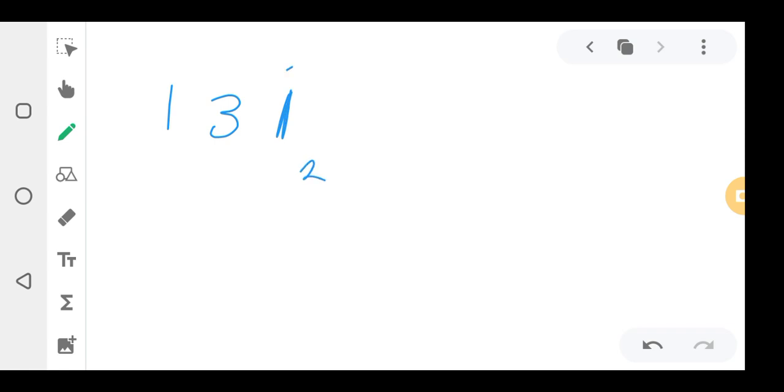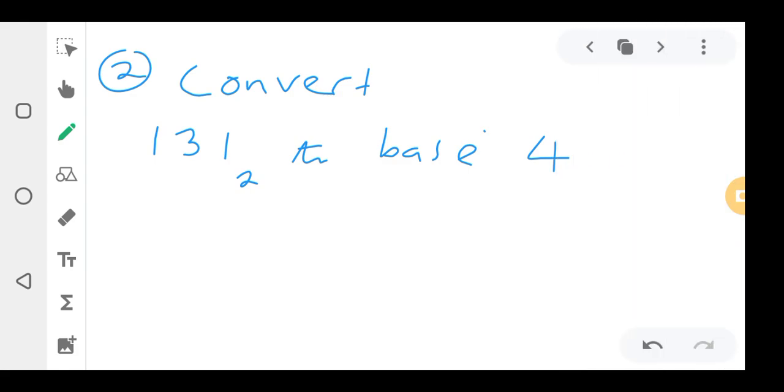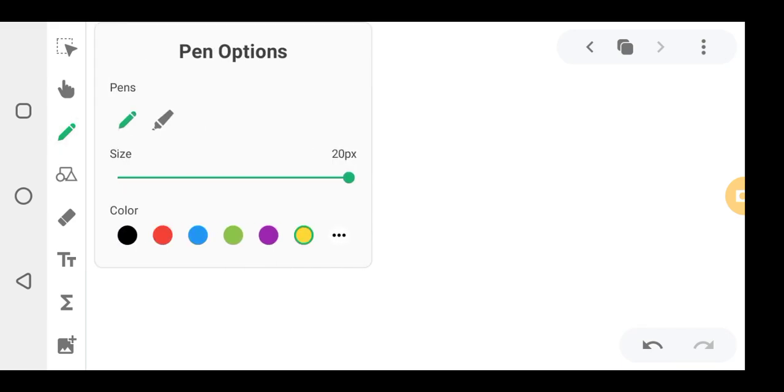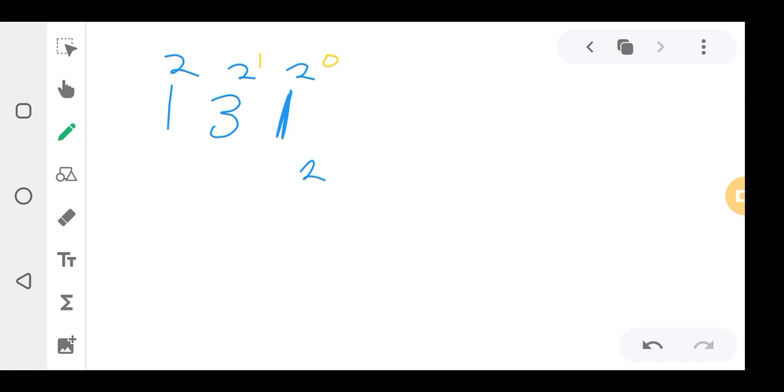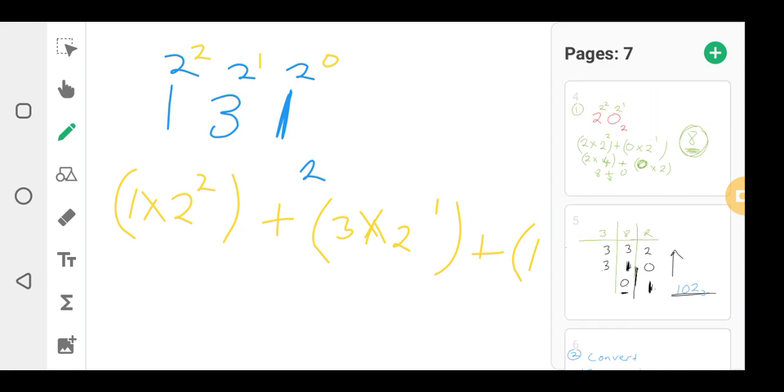So you put 2 on top. You put 2 there, 2 there, 2 there. If it was base 3 here, you put 3 on top, but now it's base 2. And then you put those powers: 0, 1, 2. So you say 1 times 2 to the power 2, open closed, plus 3 times 2 to the power 1, plus 1 times 2 to the power 0.